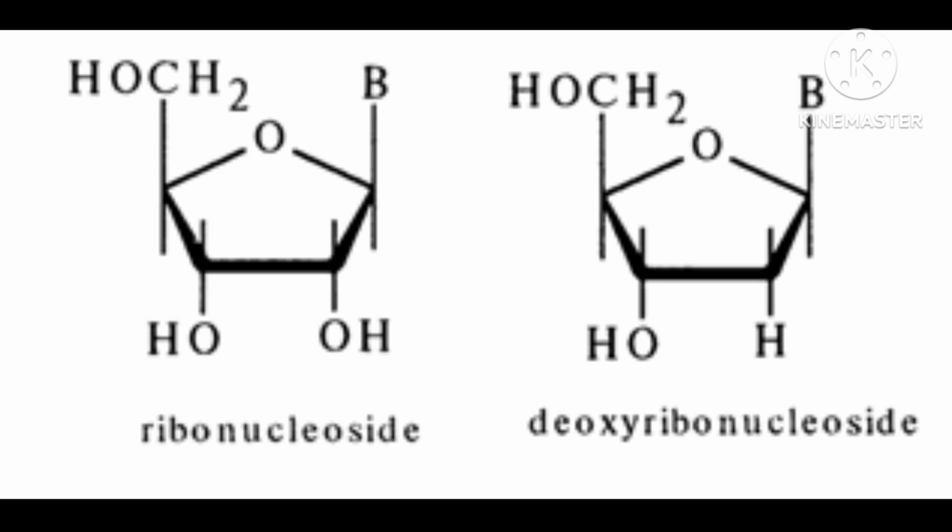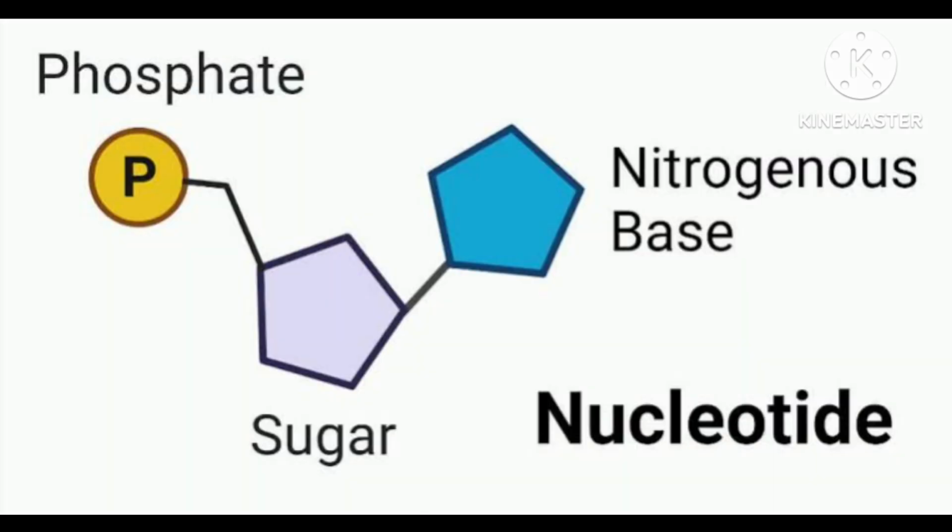Then with the first carbon, a base is attached. Any base may be attached. And with that carbon, one H is there down. At the second carbon, one H and one OH down. The third carbon is the same way, H upside, OH down. Means second and third are in the same position. And at the fourth carbon, CH2OH is upside and H is down. And with the first carbon, base is attached.